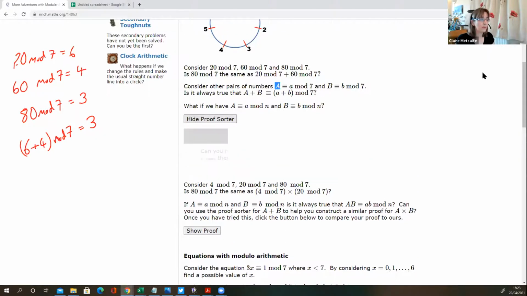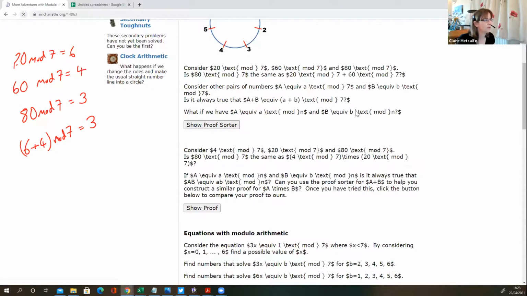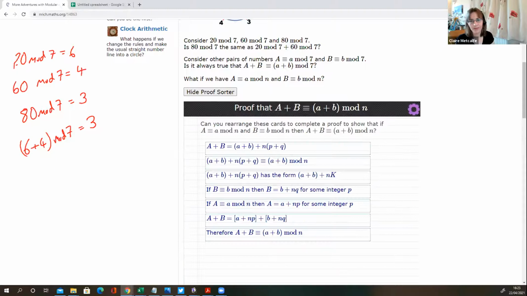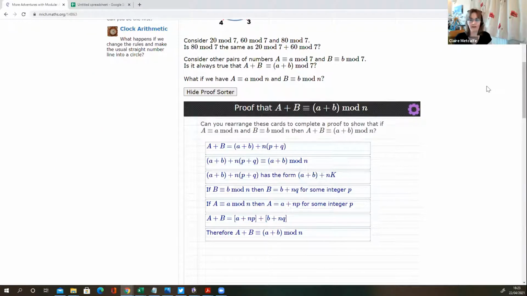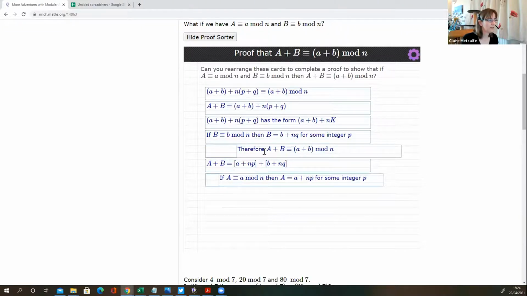And we've developed a proof sorter for this. And for some reason, you sometimes have to refresh the page before it shows. We need to ask Oscar about that. Okay, there it is. So you might have to refresh the page a couple of times. The way these proof sorters work is that you can shift the statements around and get them into what you think is the right order. Once you've started moving them about, it will give you a submit button to press.